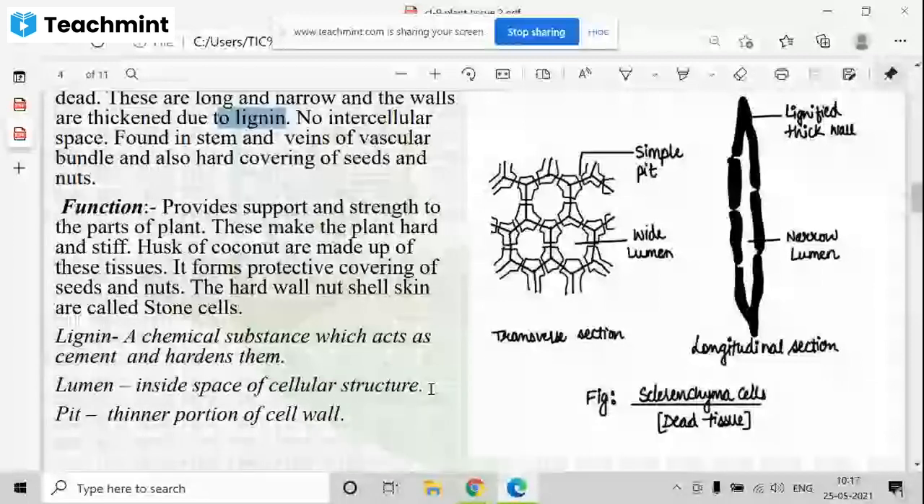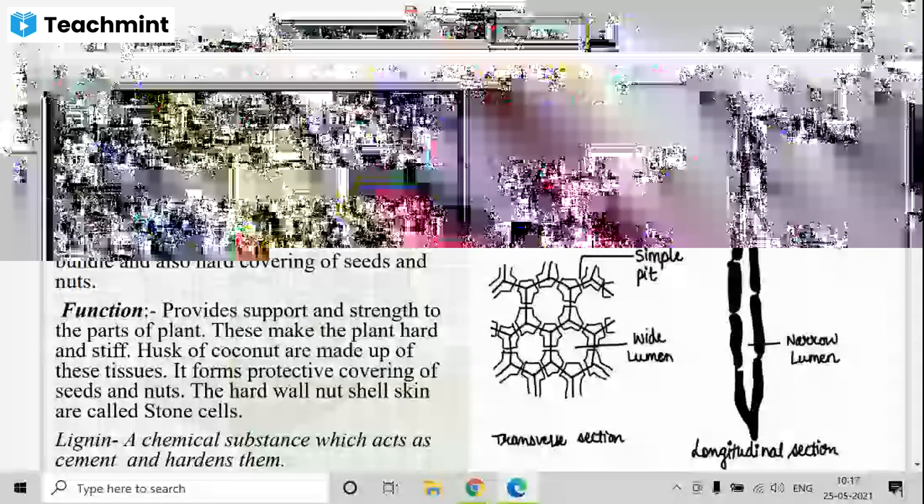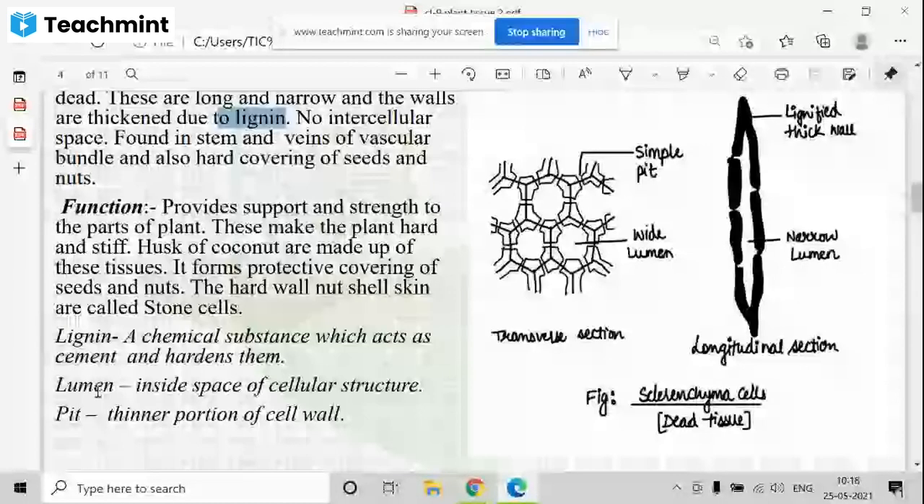Lumen is the inside space, the space in between them. And pit is the inner portion of the cell wall, the very thin portion of the cell. This thinner portion, have you seen the space? This is a very thin portion of the cell wall that is called the pit. So you got the three important parts: lignin, lumen, and pit.